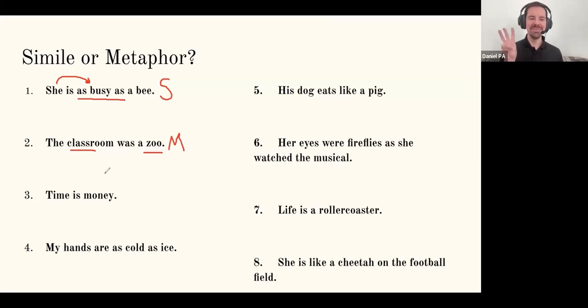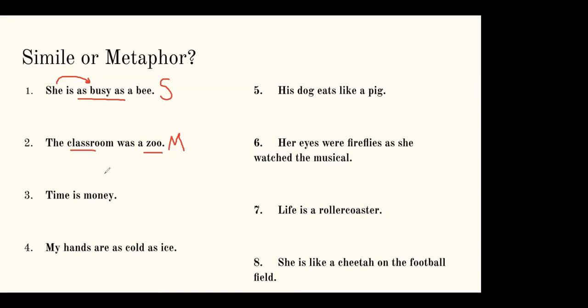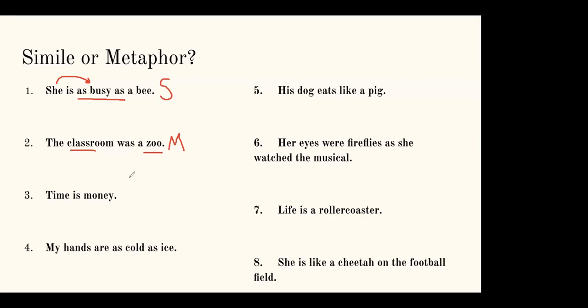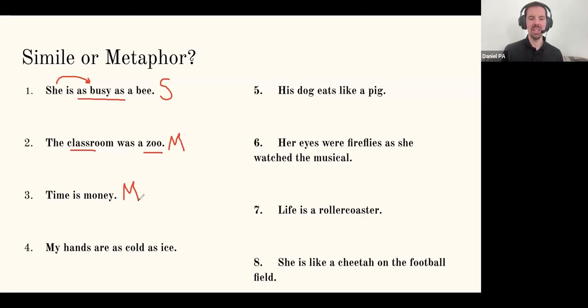All right, number three. Time is money. Is this a simile or a metaphor? A metaphor. Once again, why? Because it doesn't have like or as. All right, good. Number four.